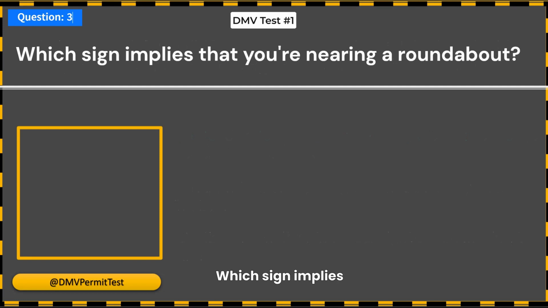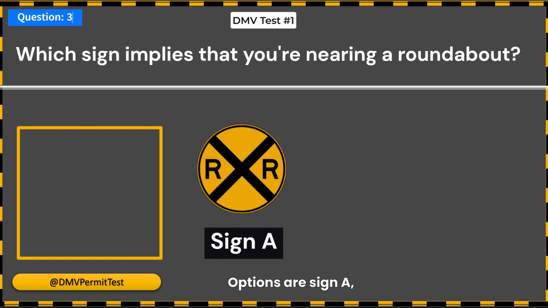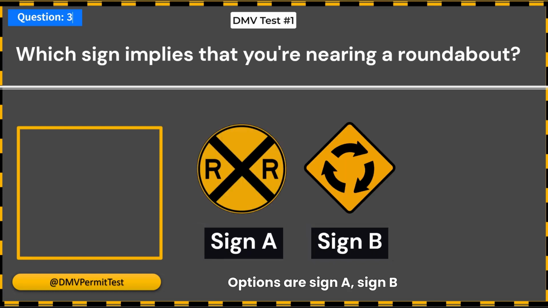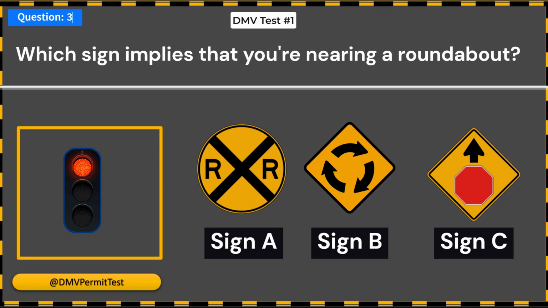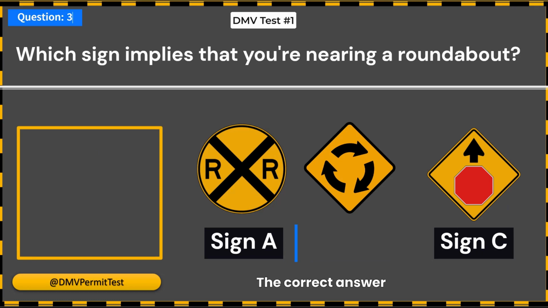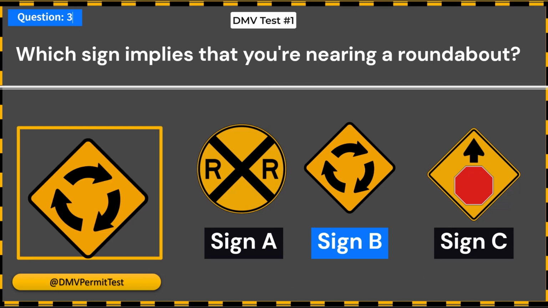Which sign implies that you're nearing a roundabout? Options are sign A, sign B, and sign C. The correct answer is sign B. The sign warns you about possible problems with the movements of other vehicles. Approach the roundabout with extra caution by searching ahead and preparing to slow down, if necessary.